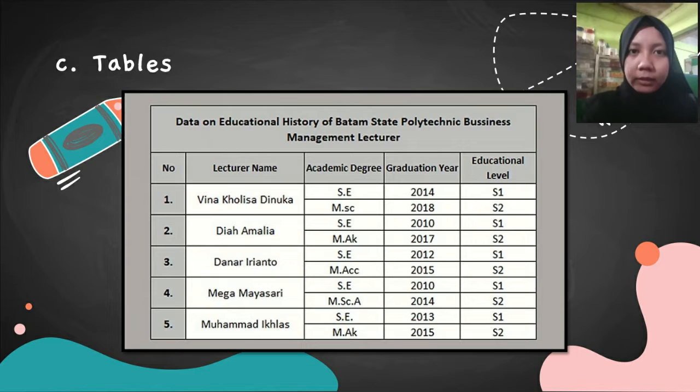In this slide, I will explain about table or tabular data. As we know, tabular data is data that is structured into rows, each of which contains information about something. And in this case, the data above shows information related to the educational history of Polytechnic Batam State Business Management lecturers. The data only takes 5 data as a sample based on data in the higher education database, and the lecturer data taken is the condition for the 2020 or 2021 school year.